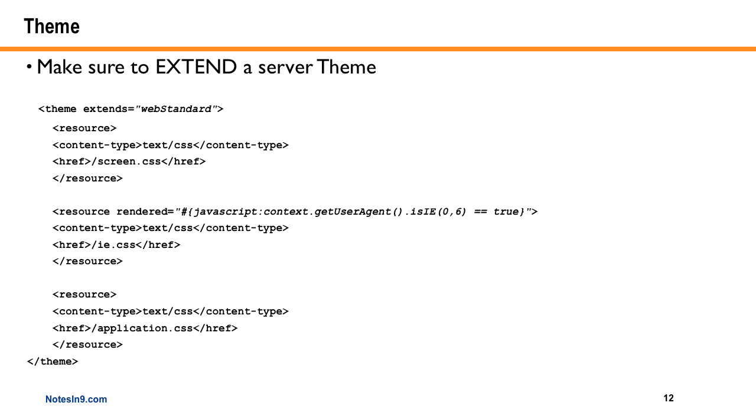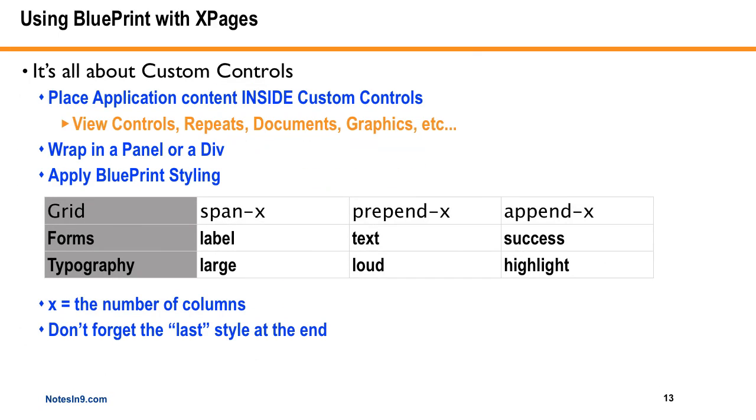So then you add some resource sections like you see here. So here's the screen.css. The next block is actually, you can use server-side JavaScript inside a theme, and basically if the browser is IE6, then use this IE.css file. And then finally there's the application CSS file. So it's not very scary. It's not that difficult.